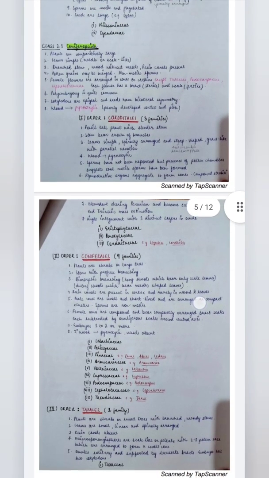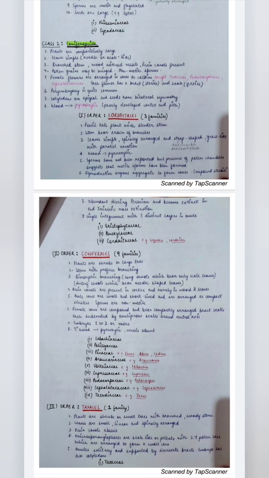Next class is Coniferopsida. So its characters are: plants are comparatively large. Leaves are simple, that is they may be needle or scale like. Branched stem, wood without vessels. Resin canals are present. Pollen grains may be winged. Non-motile sperms. Female flowers are arranged in cones or catkins except Taxaceae, Podocarpaceae and Cephalotaxaceae. Each flower has a bract, that is sterile portion, and a scale, that is fertile portion. Polyembryony is quite common. Cotyledons are epigeal, that is they grow above ground, and seeds have bilateral symmetry. Wood is pycnoxylic and it has well developed cortex. The wood is pycnoxylic and it has poorly developed cortex and pith.